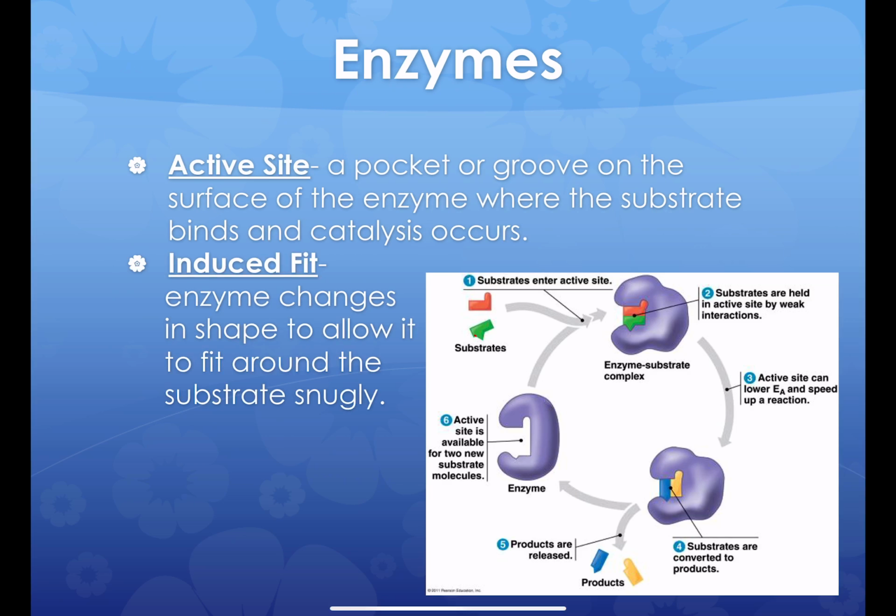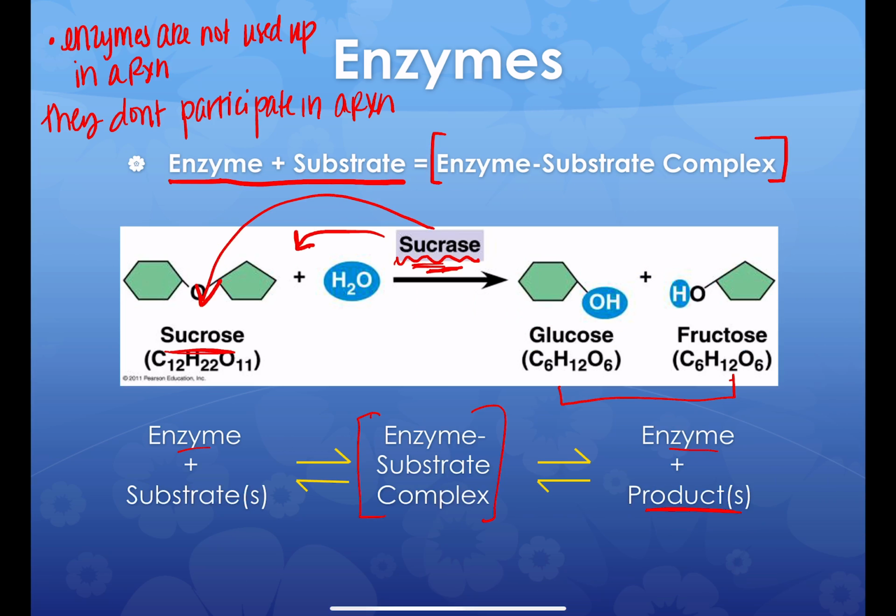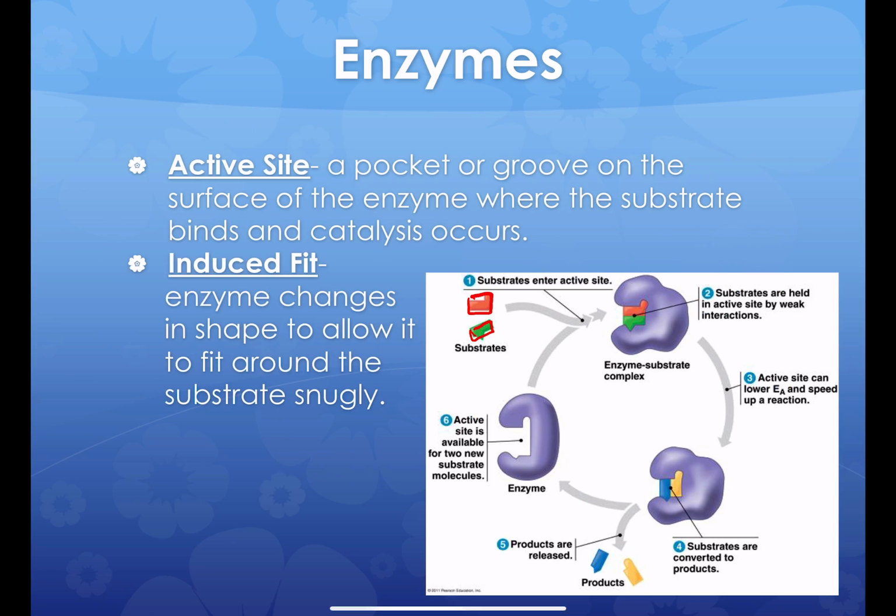Okay, so here are our substrates. Oftentimes in a chemical reaction, there's more than one. So the substrate here is sucrose plus water. And those two substrates come together and they fit perfectly in this active site on the enzyme. Sometimes it's referred to as an induced fit. Okay, so the enzyme changes shape to mold around it. The enzyme kind of absorbs it and forms like clay around it.